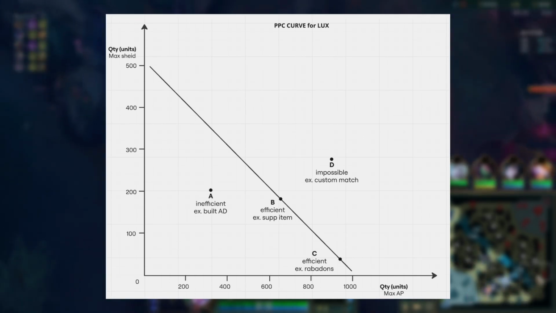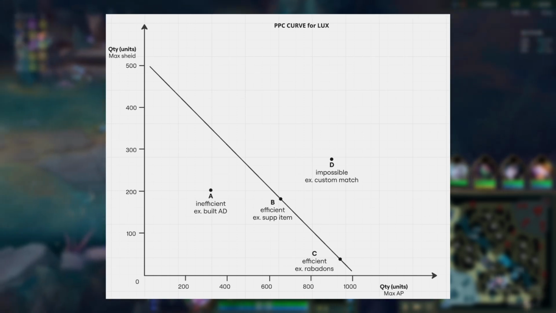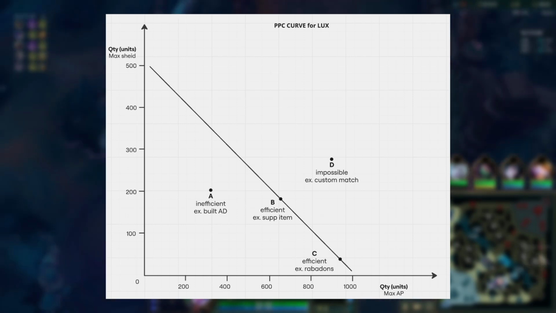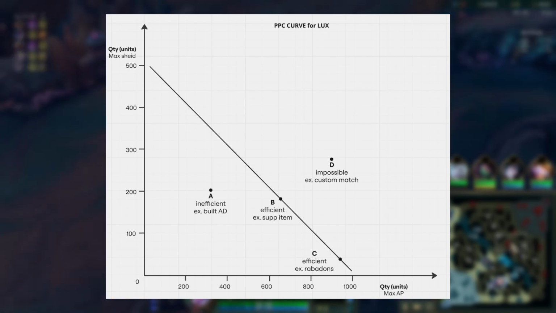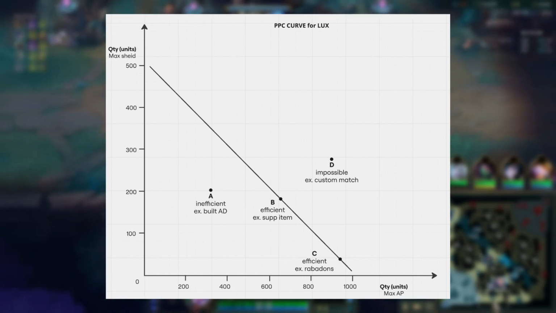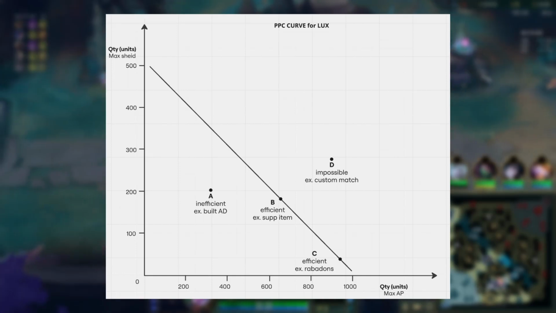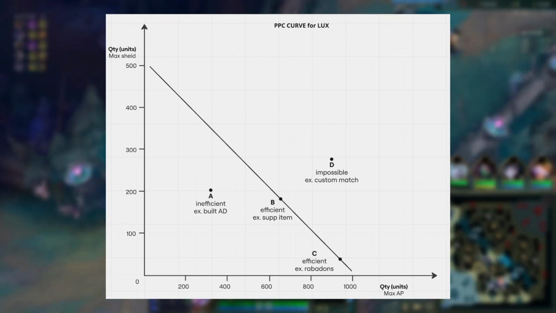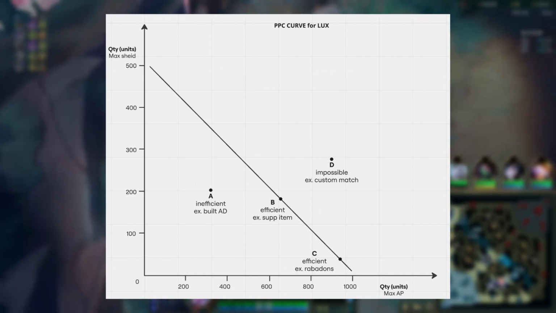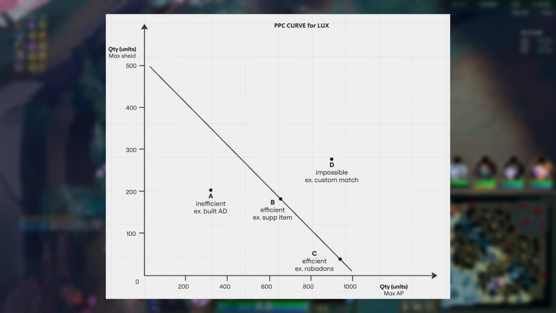Point A is inefficient because Lux built a D, which doesn't give her as much shielding and as much AP as possible. But, for example, if you look at point B or point C, they're both on the curve, which means that both of them are efficient, and Lux in this scenario is building items correctly. But, for example, at point D, that's impossible because Lux can't have that much AP and that much shielding at the same time. So, maybe achievable in a custom match.